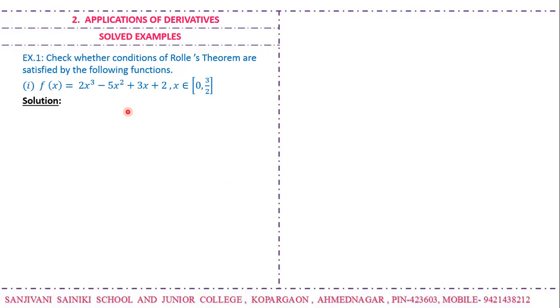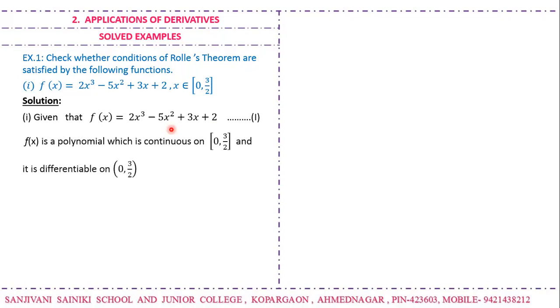In the first example, we have to check whether Rolle's theorem is satisfied for the given function or not. This is the function 2x cube minus 5x square plus 3x plus 2, and the interval given is the closed interval 0 to 3 by 2. Now we have to check its differentiability and its continuity.